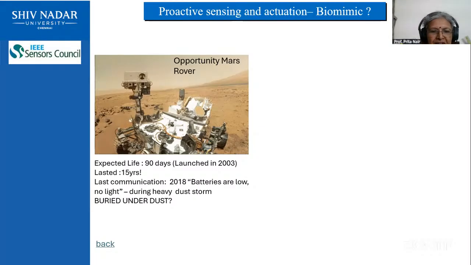It went around, shot everything, but after 2018, it was exposed to a very, very big dust storm, and the last message was the batteries are low and there's no light. Remember, this was launched in 2003, and still it was rugged enough to work all these years. But could we have prevented it by being proactive?